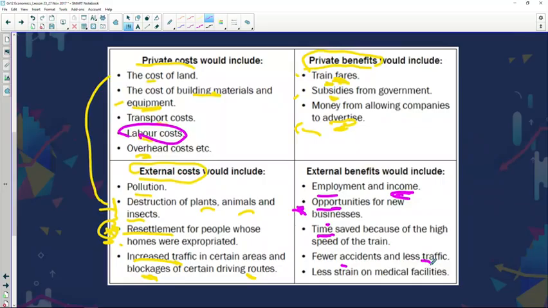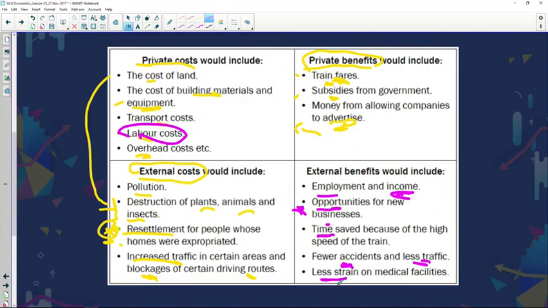Fewer accidents and less traffic, so that's actually a huge benefit because there are more people using the train, so we have fewer accidents happening on the roads because usually when people are rushing to the airport, they drive over the speed limit, and that causes problems. But now people know that they can just go from Johannesburg to Sandton, and then from Sandton take the Gautrain to the airport. So that has resulted in fewer accidents and also less traffic on the roads.